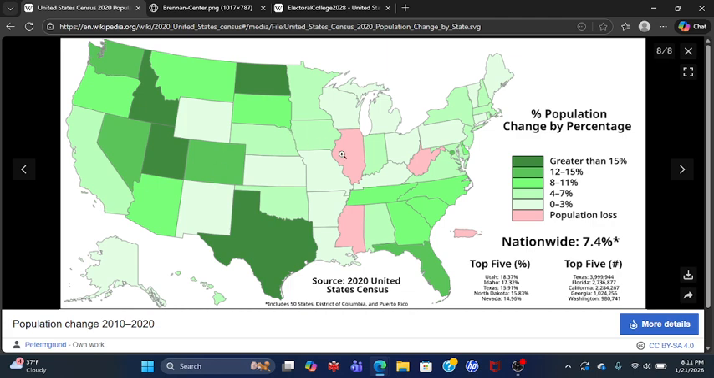You also have Illinois with a population loss, which is important, and you can see Texas, Utah, Idaho, North Dakota all gaining more than 15% of the people, which is huge because they're all very Republican, and also you have Florida at 12 to 15.